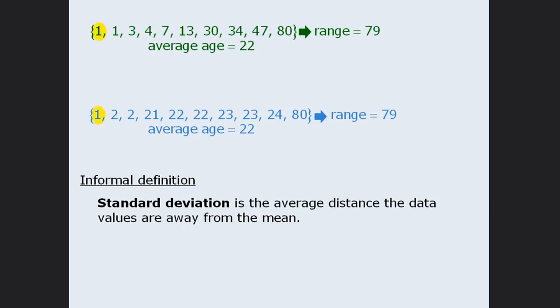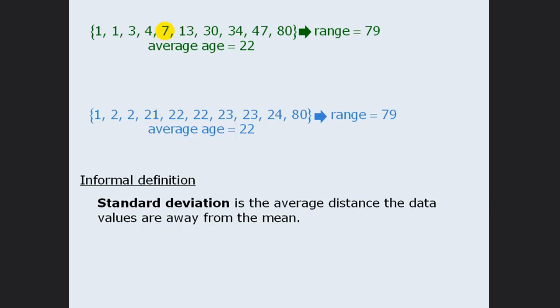Now, the first number in each set is 1, so each number is 21 units away from the mean of 22. The second number in the top set is also 21 units away from the mean of 22, and the second number in the bottom set is 20 units away. Now, things get interesting when we get to the middle numbers in each set. This number is 18 away from the mean of 22, and this number is only 1 away.